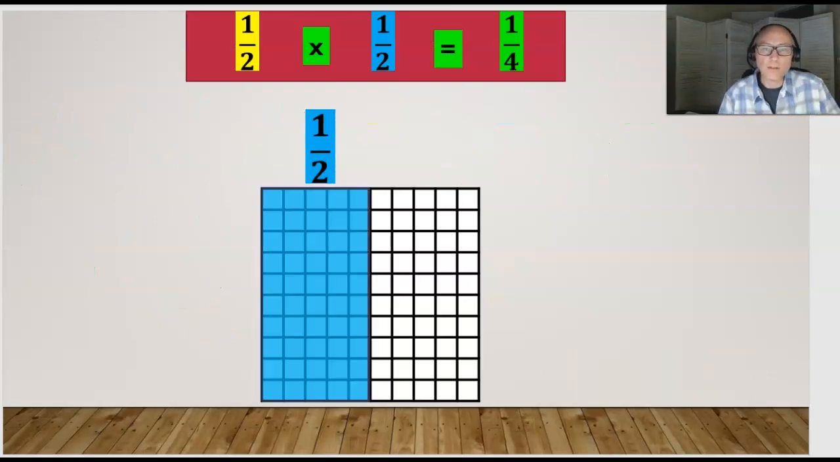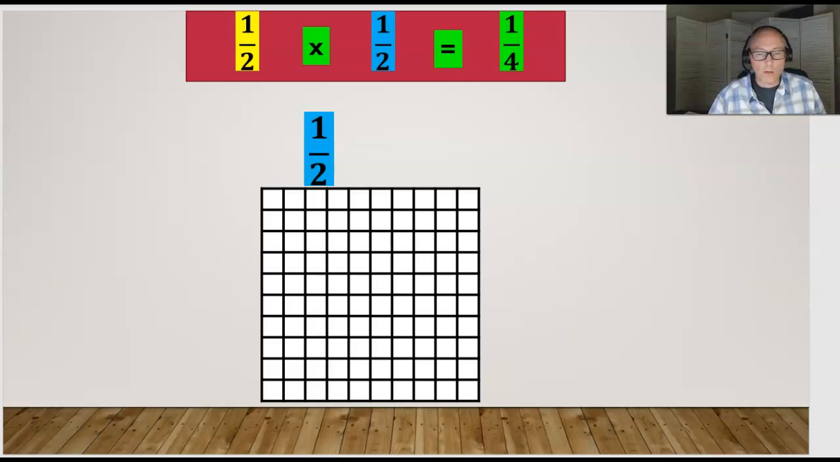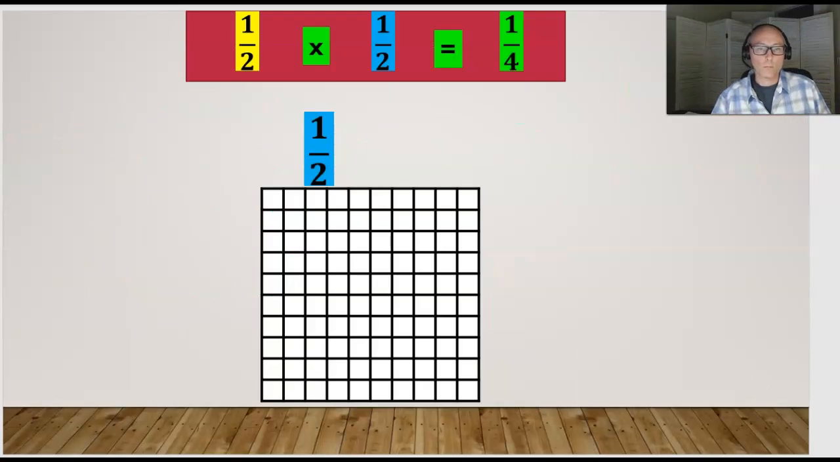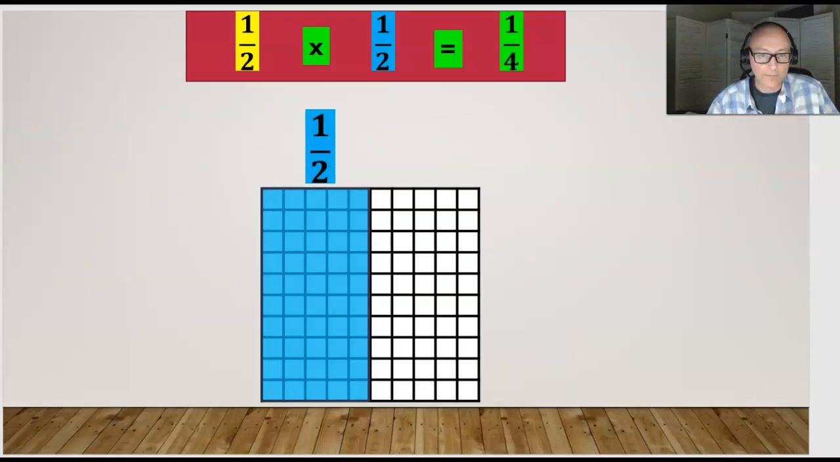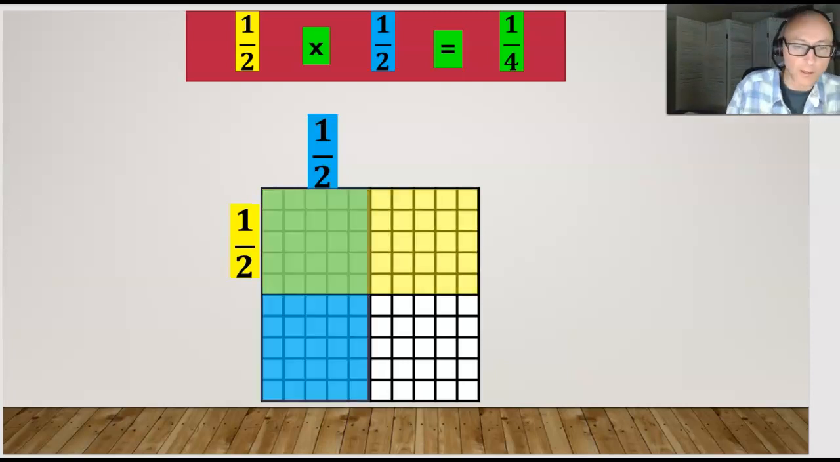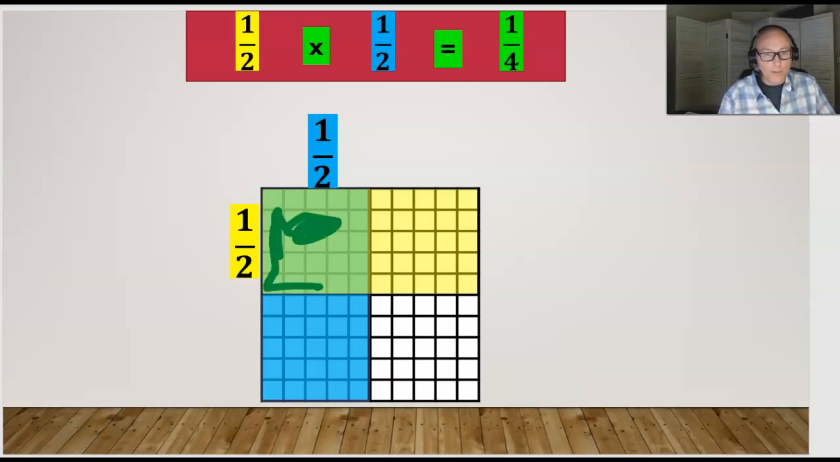Okay, how does this apply to our model that we had learned? Well, we know that this thing here, with all these little squares in it, equals 1. This is just 1. So each little square is 1/100, and each one of these here is 1/10. So let's shade in half going horizontally. So this was half vertically. Half horizontally. Now let's put it together. Now the overlapping part, all this stuff here, is supposed to be green. Oh, now it's green for sure.